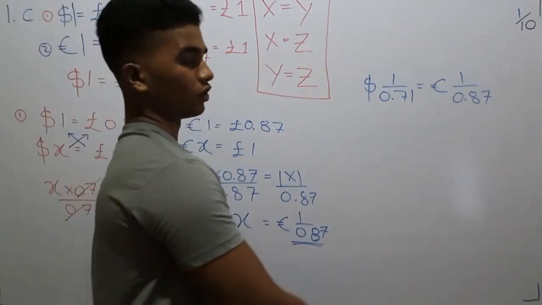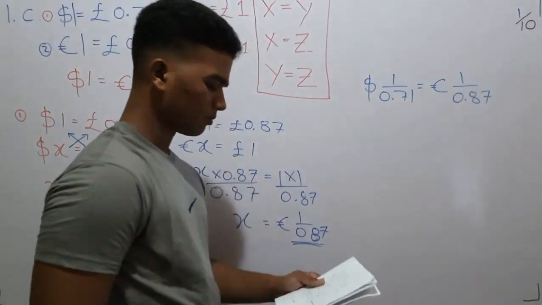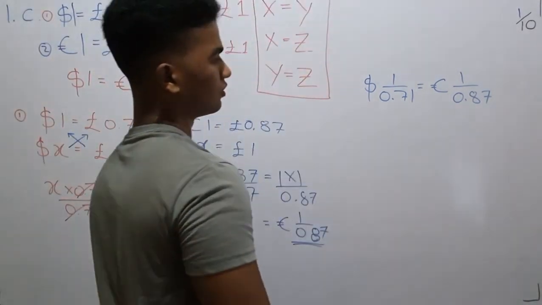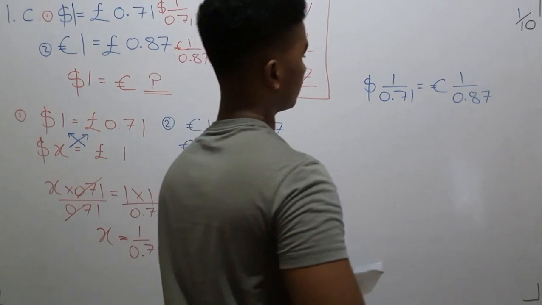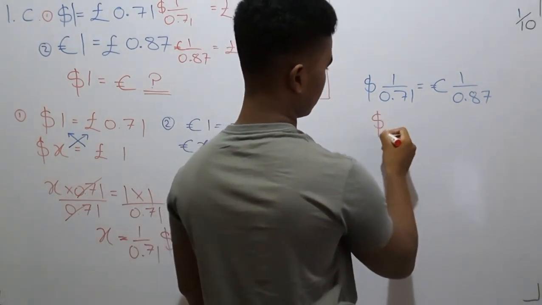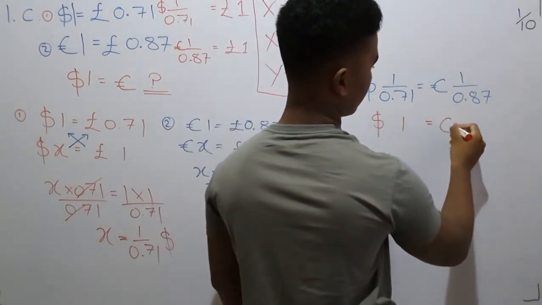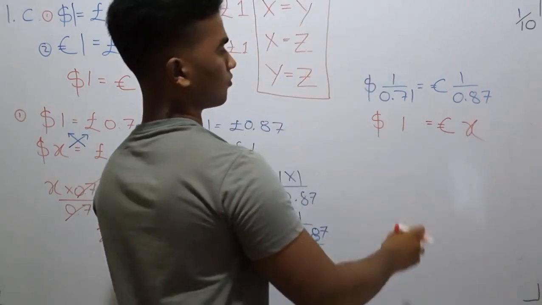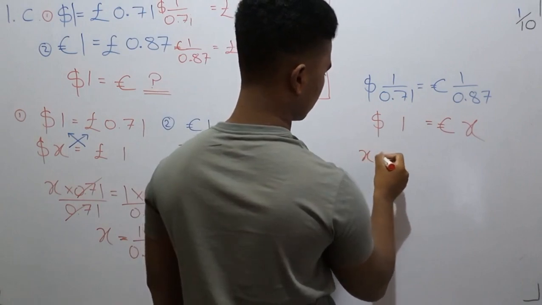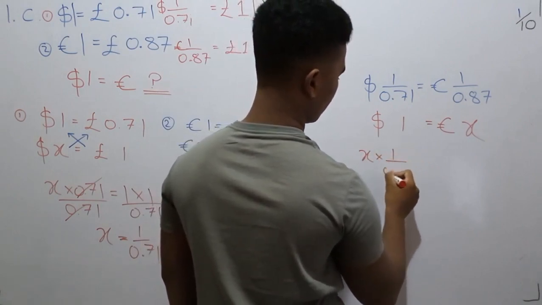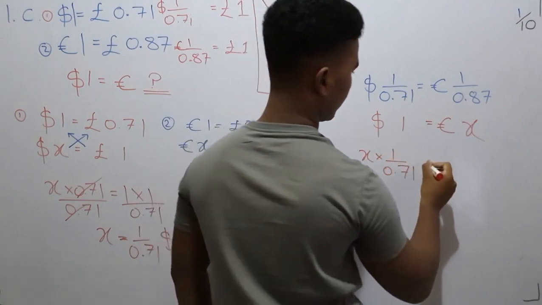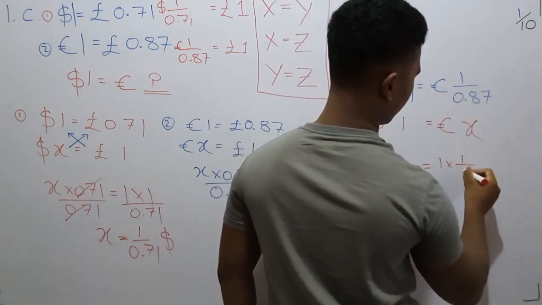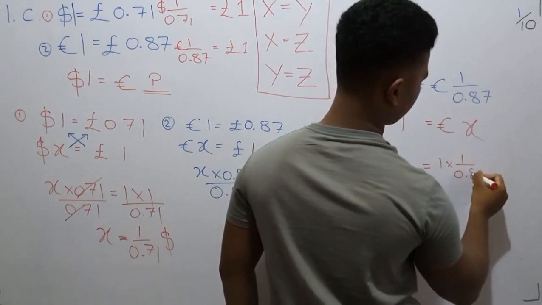So this is the new relationship we formed. But what they need is the number of euros for $1. So we can put 1 here, we can put $1 here and get the number of euros by cross multiplying. So cross multiply x into 1 divided by 0.71 equals 1 into 0.87, 1 over 0.87.